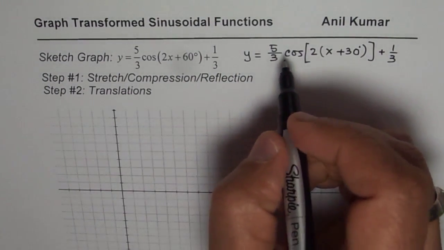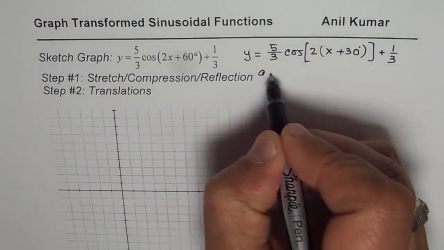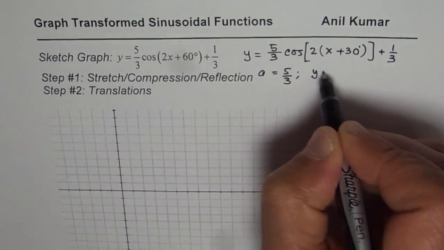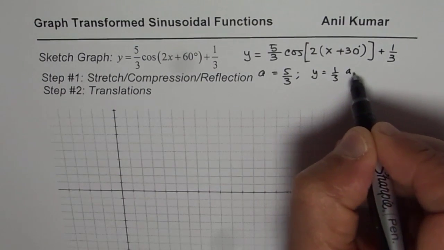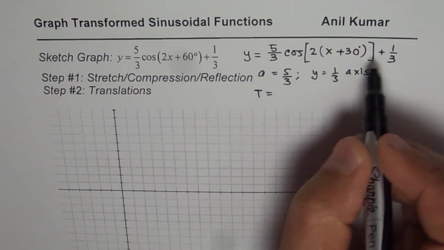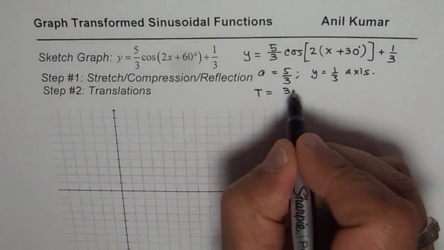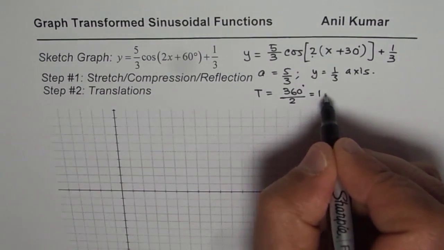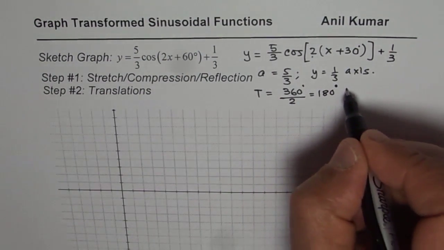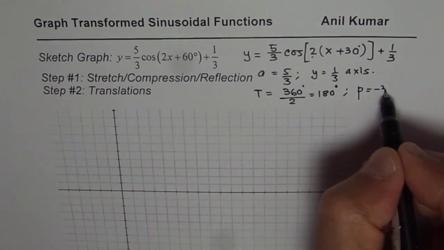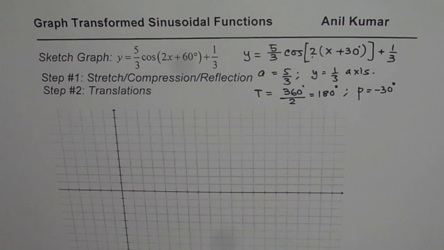So let us write down. We have amplitude, right? The a value is 5 over 3, that is the amplitude. Y equals 1 over 3 is the axis. The time period T for us, it is in degrees, so we'll do 360 degrees divided by this number 2, so the time period is 180 degrees. And phase shift p is 30 units to the left, so we'll write minus 30 degrees. So these are the characteristics of the function.